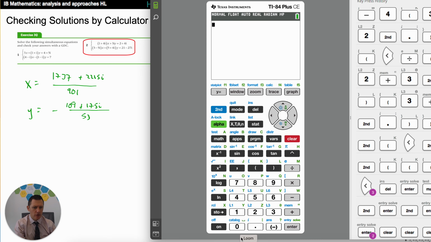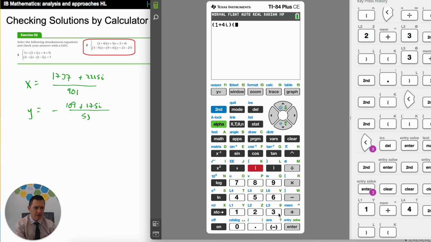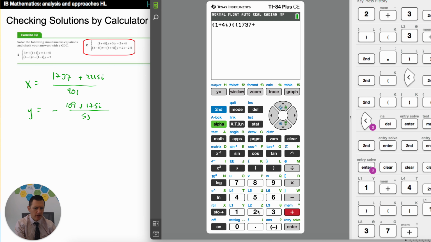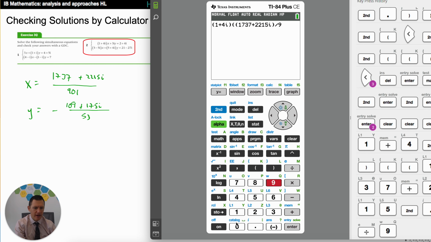So I think this should look like this: 1 plus 4i times x. So I'm going to put all of that in. Again, I'm going to put a little parenthesis for the numerator, 1737 plus 2215i. There's my numerator. Divide by the 901.